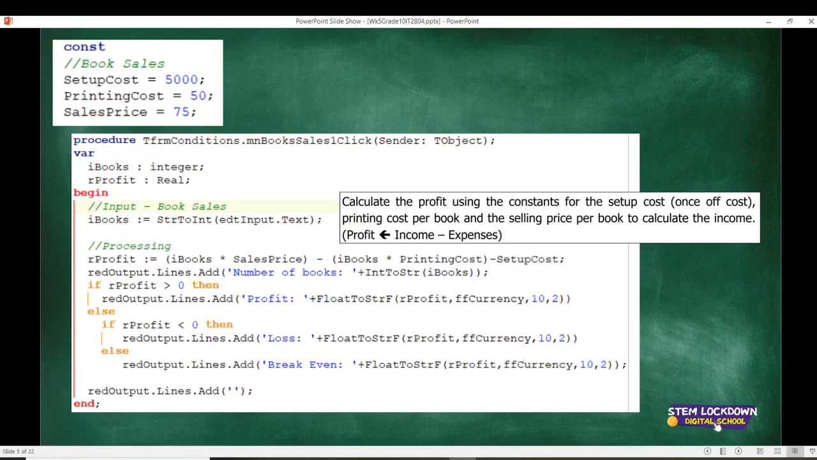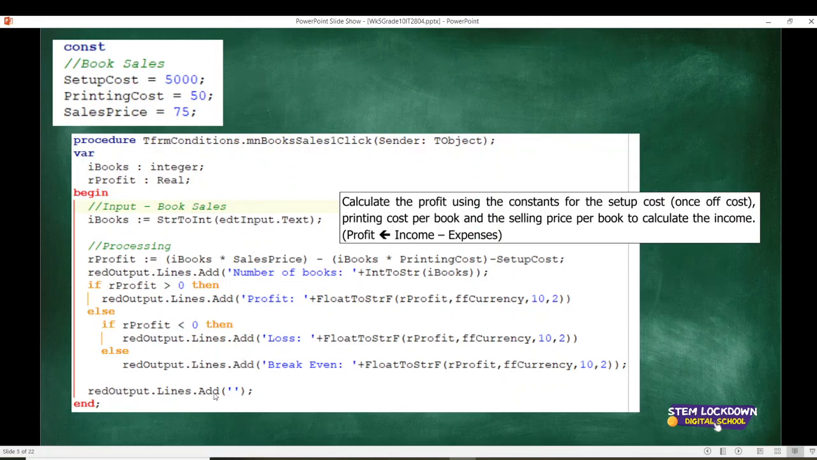And then you had to perform a nested if statement. So if our profit, the calculation that you made, was greater than 0, then output to the rich edit profit and what our profit was. Else, if our profit is less than 0, then output the word loss and our profit. Else, in other words, your third option could only be that they broke even, so then you would output break even and our profit. So you would have a nested if here that tested if profit is greater than 0, otherwise if it's less than 0, otherwise, which is your only other option, that they would break even.